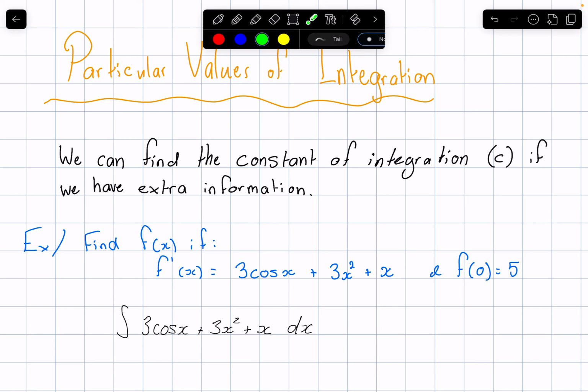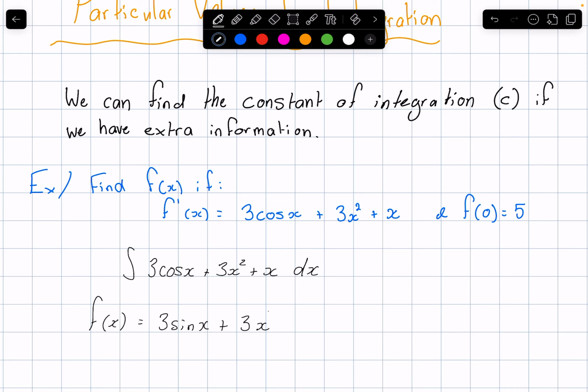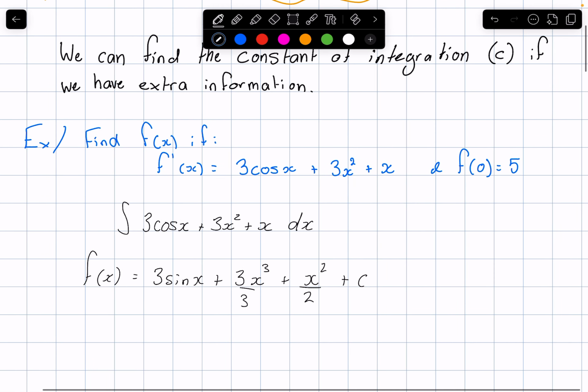Now, because I've only got my derivative, this is useless to us for the moment, so let's calculate my f of x. So 3 cos x, I know cos x goes to sine x when I integrate it, plus 3x raise the power by 1 divide by the new power, plus x raise the power divide by the new power, plus c. So simply all we have to do now is find this c.